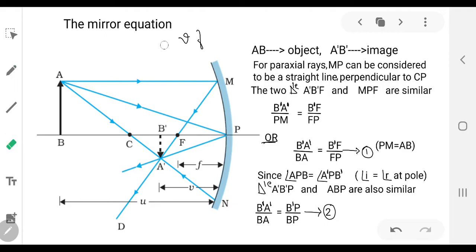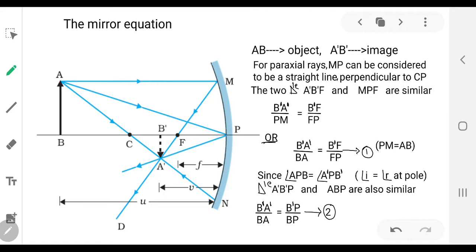So for that we have to consider a concave mirror. Whenever you are deriving any equation, you have to derive it with the help of a diagram. Some students memorize the diagram and position of the rays. Don't do that. Understand the image formation, and then accordingly draw.